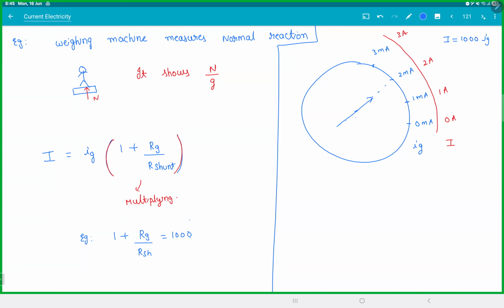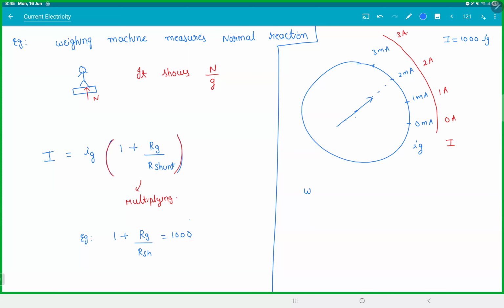For example, if it is not 1000 but 500 times Ig, then what will be the values? This will be half ampere, this will be 1 ampere, this will be 1.5 ampere, isn't it? So accordingly, you adjust the values on the galvanometer. Is that making sense? What we did here is your galvanometer is still measuring Ig, but you're making it show bigger values. So what you measure and what you see are two different things. Is that making sense?